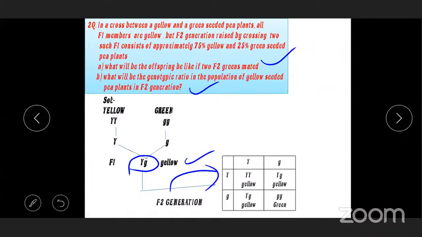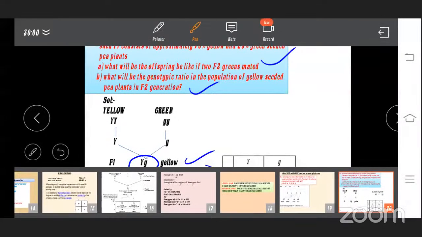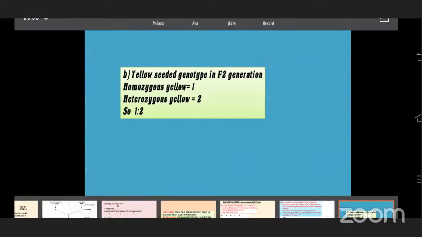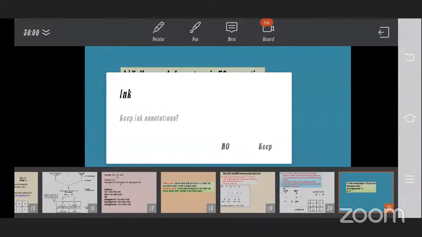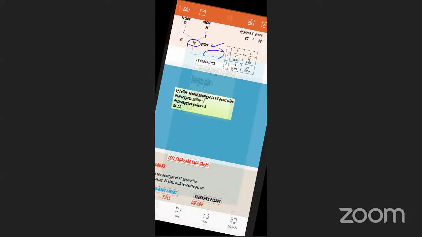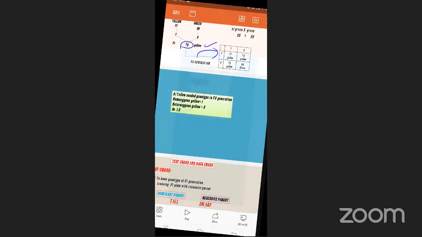Okay, F2 greens. Srikanth sir, time is complete, sir, time up. Sir, completed? Completed. Thank you, sir.